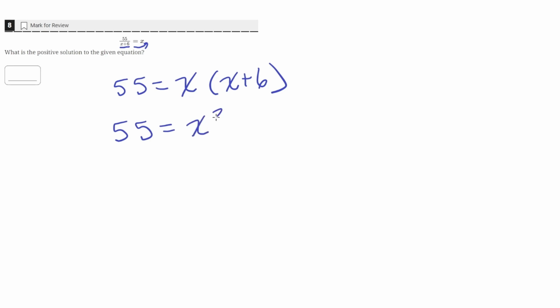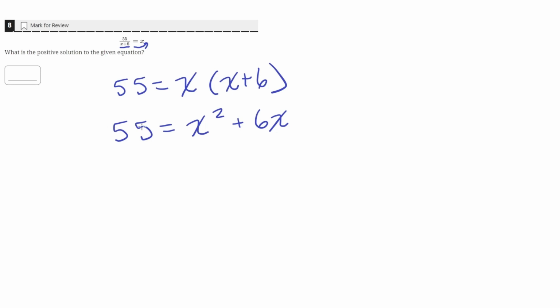What is the positive solution to the given equation? Okay, so this equation right here, we can simplify this down to 55 equals x times x plus 6 by taking this denominator down here and multiplying it to the other side. So now that we have this, we can just distribute this x right here. So 55 equals x squared plus 6x.